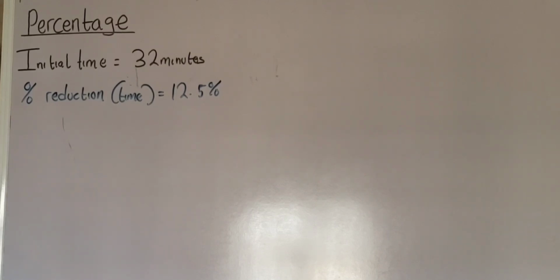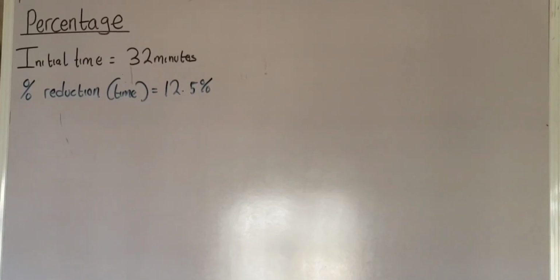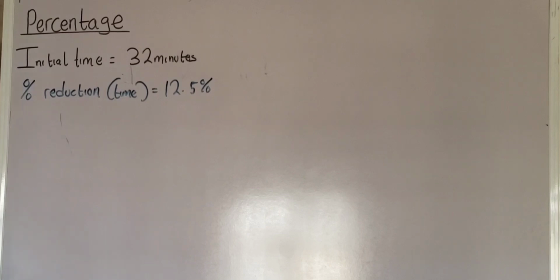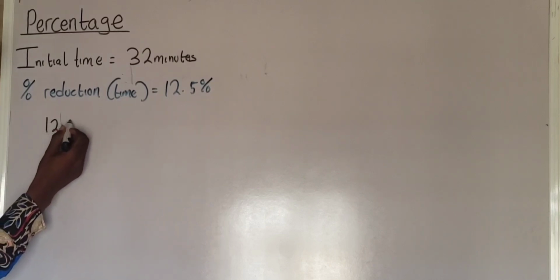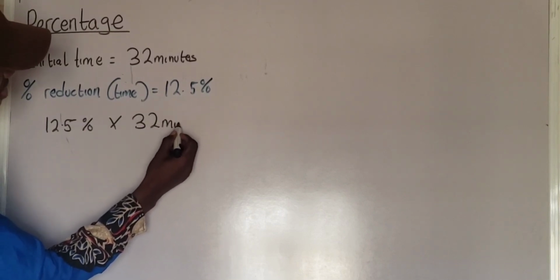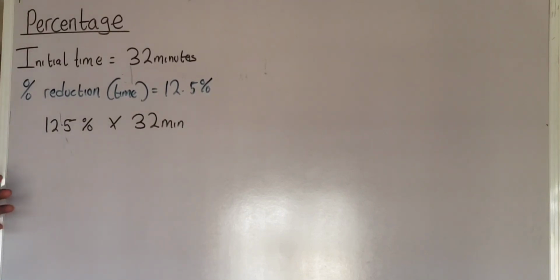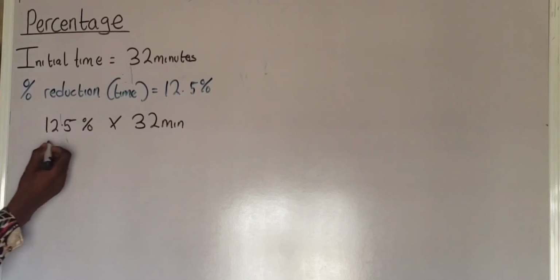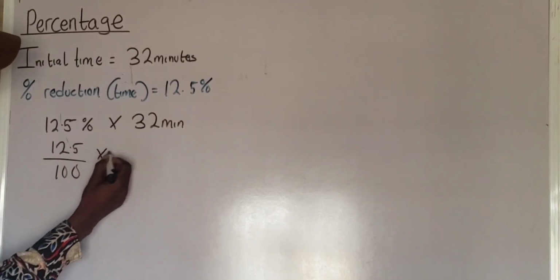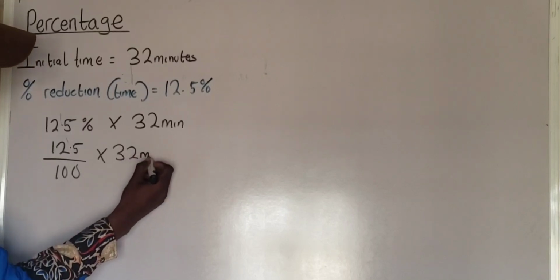In order to determine the actual time of reduction, we have to multiply the percentage reduction in time by the initial time. So I'm going to have 12.5% multiplied by 32 minutes. Don't forget, 12.5% simply means 12.5 divided by 100. So I'm going to have 12.5 all over 100 multiplied by 32 minutes.